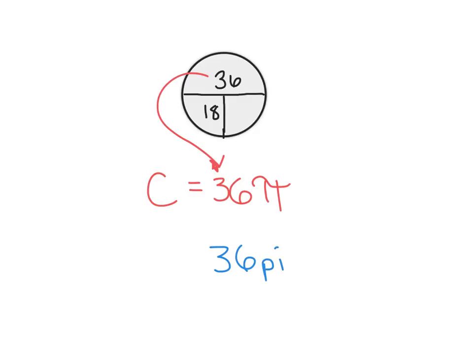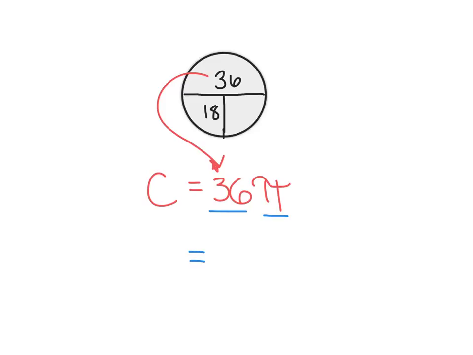So on the previous problem, you had to find the exact answer. That's putting the pi symbol in. But we're not going to do that on this problem. We actually have to find the approximate answer, which means we need to use the pi button on your calculator. So what you're going to do is type in 36 and then hit the pi button.